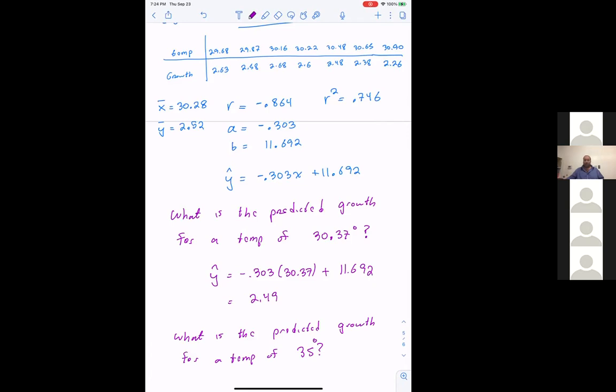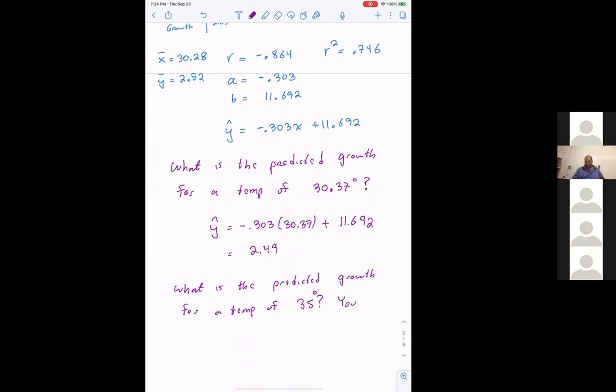Same thing. No, that's why I picked this one. Tell me why I can't just do the same thing. Oh, because it's not in our range. Exactly. Our data is from 29 point something to 30 point something. To be able to assume that the same pattern holds outside the data is called extrapolation.